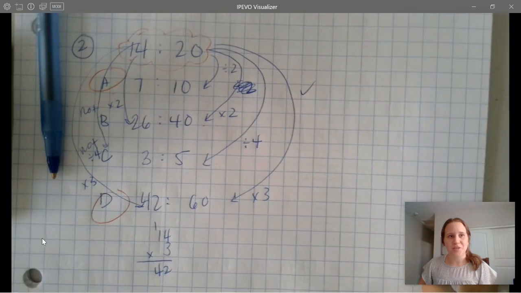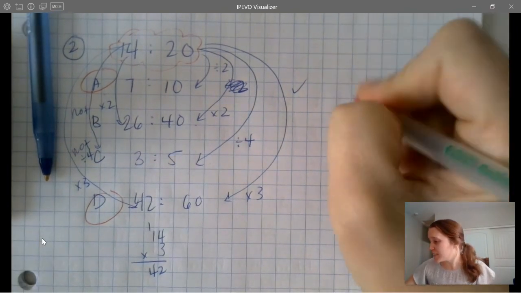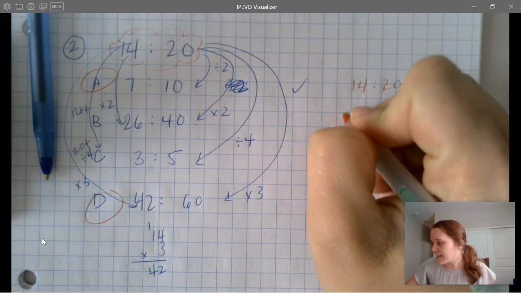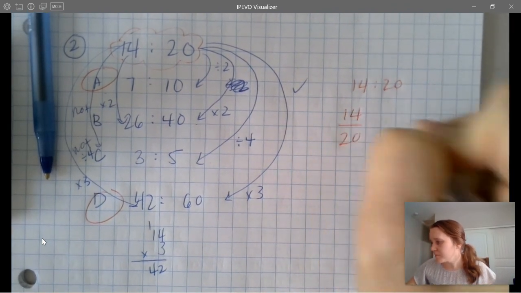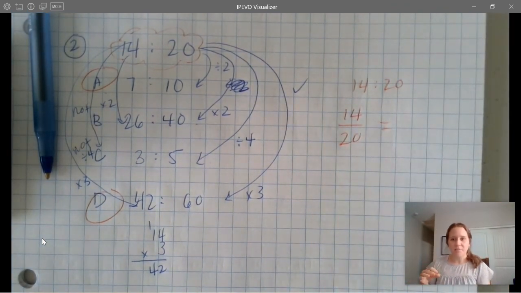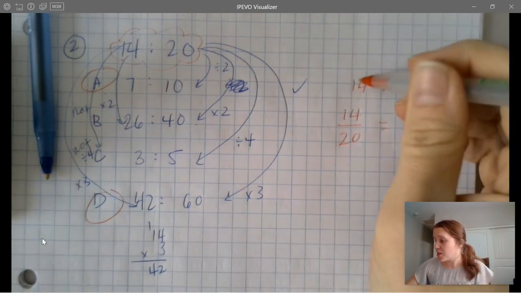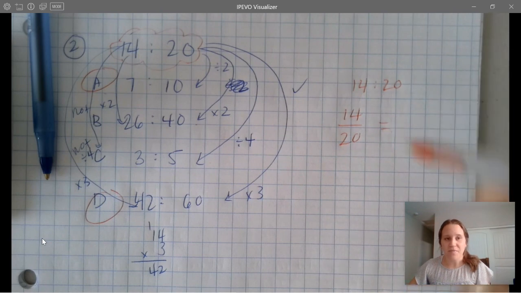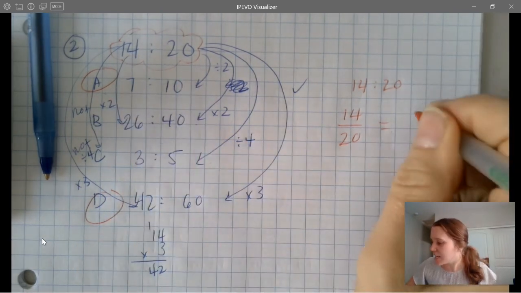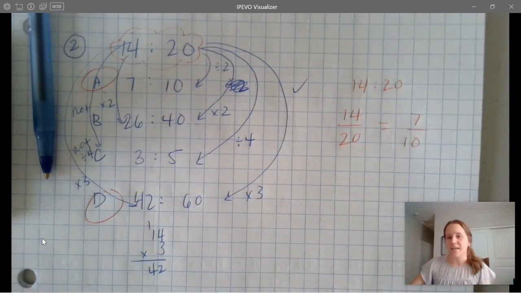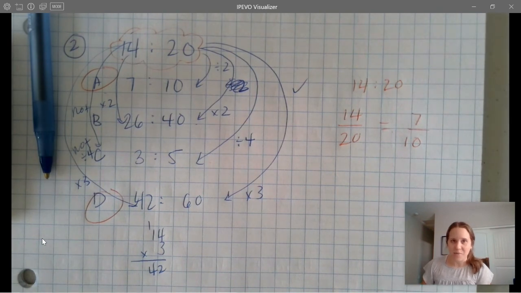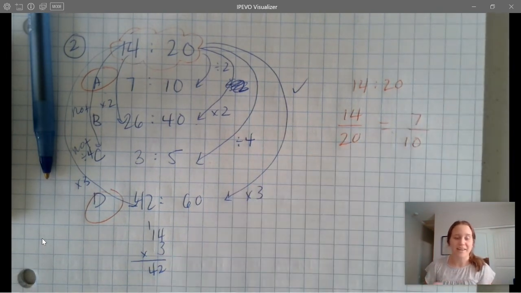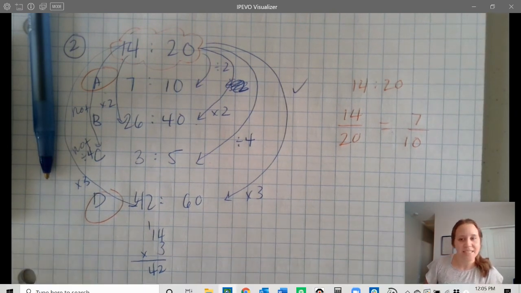One way I want to push you, another strategy that I want to show you, is that I can write this ratio, 14 to 20, as a fraction. I just need to remember that the first part of my ratio is the numerator and the second part is the denominator. So if the fraction or the ratio that's given is an equivalent fraction, then it is an equivalent ratio. It's just another way to write it. So if you like working with fractions better, maybe try that one on your quiz today.